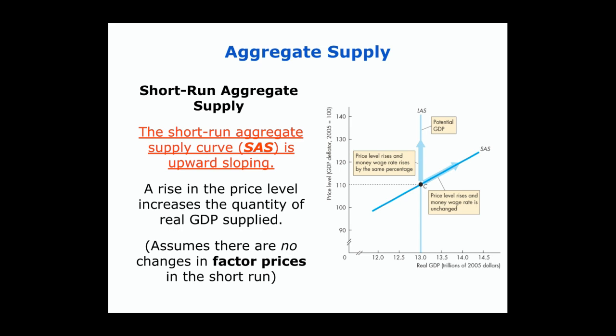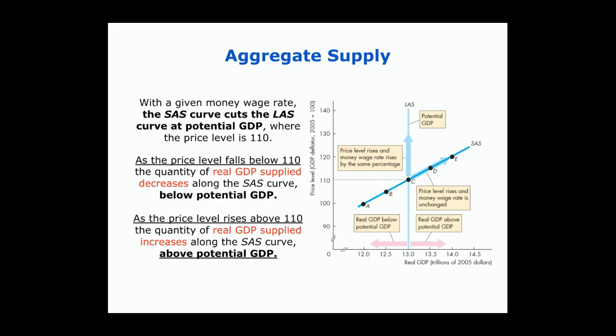With aggregate supply, we also have a short-run aggregate supply curve, and that's upward sloping, and that is subject to the law of supply. The higher the price level, the greater is the amount of supply in aggregate, and the lower the price level, the less is the amount of goods and services supplied in the aggregate. So that's our upward sloping aggregate supply curve. It's also called the short-run aggregate supply curve.